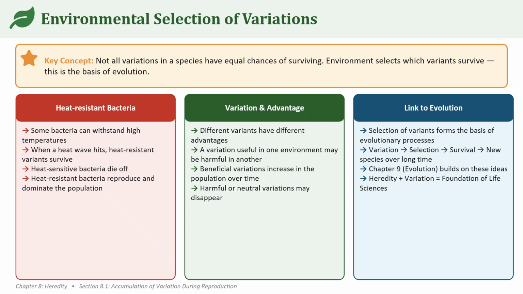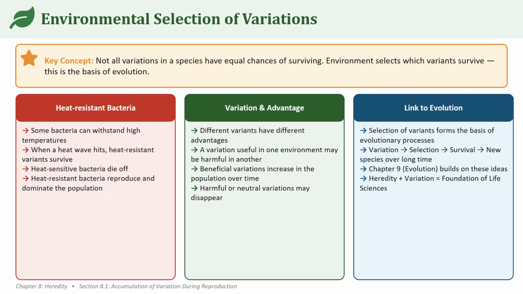So here we are going to talk about the environmental selection of variations. We can say it is the survival of the fittest. Not all variants are equally useful, children. So what happens here? Environmental selection. The environment selects the individuals having beneficial variations.